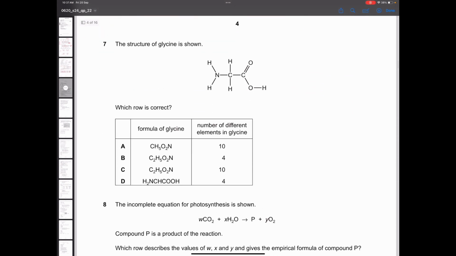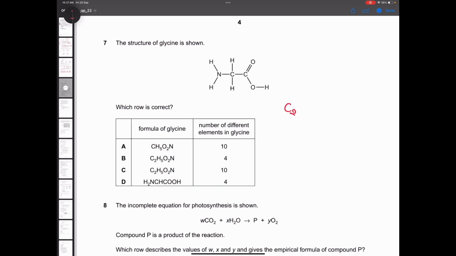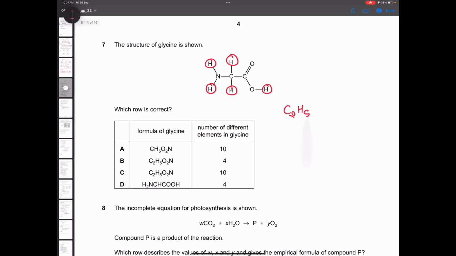The structure of glycine is shown. Which row is correct? So they're asking what is the formula of glycine. We can first of all count the number of carbon atoms here. There are two. Count the number of hydrogen atoms. 1, 2, 3, 4, 5. Count the number of oxygen atoms, O2, and nitrogen is 1. C2H5O2N. Option B, the formula is matching.